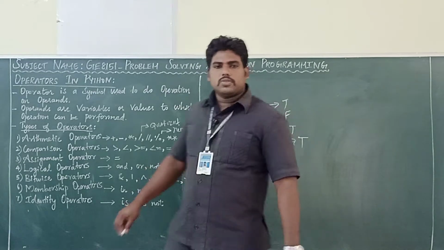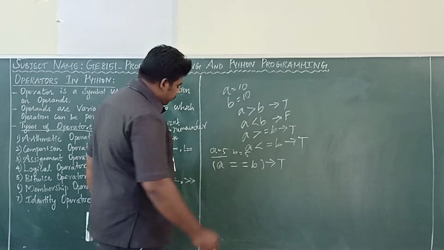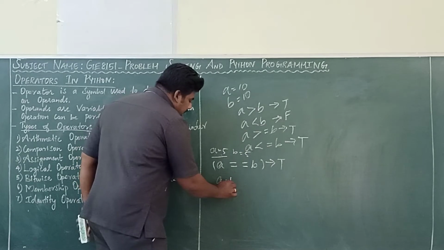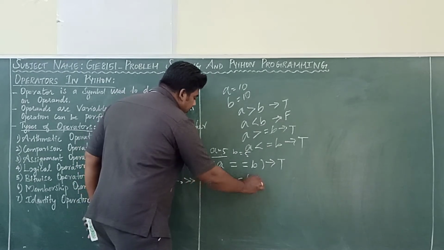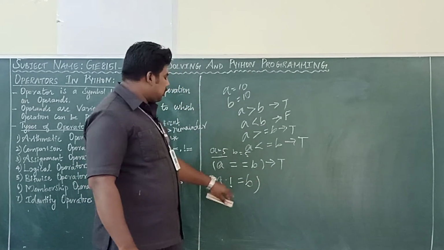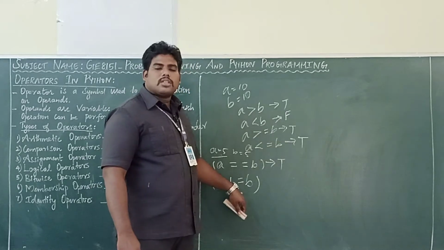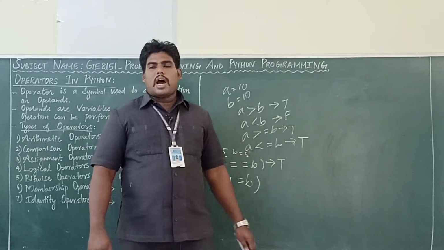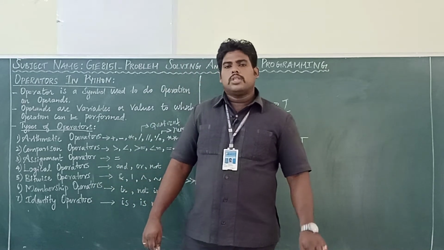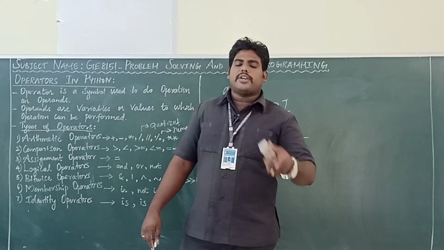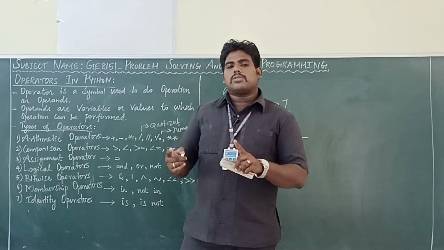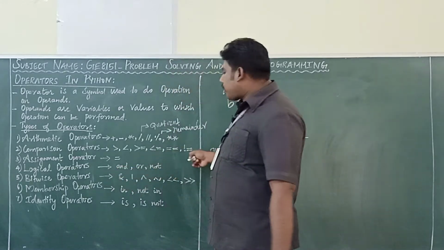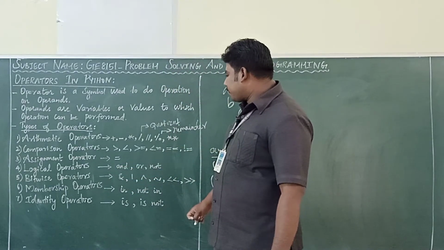Then what's the other symbol? Not equal to. Okay. So A not equal to B, whether it is true or false? It is false. Why? A is also 5 and B is also 5. So not equal to is used to check whether both the values are not equal. Okay, all of you understood till this comparison.